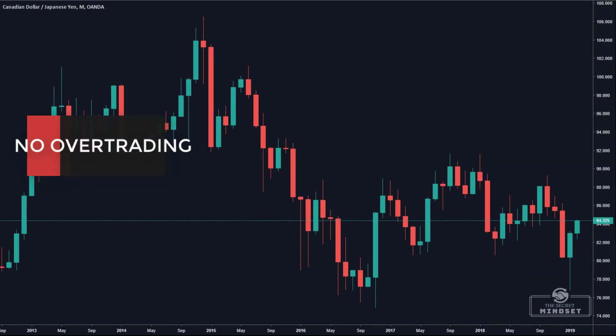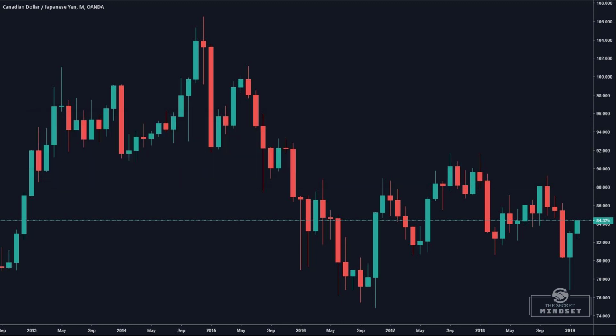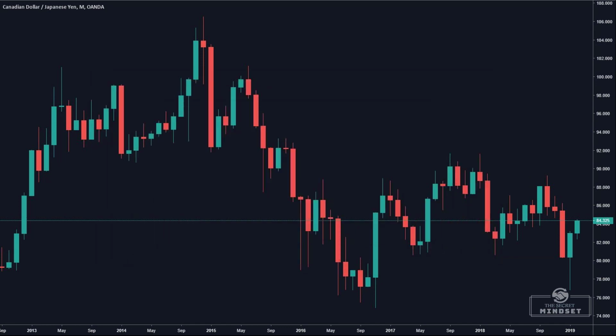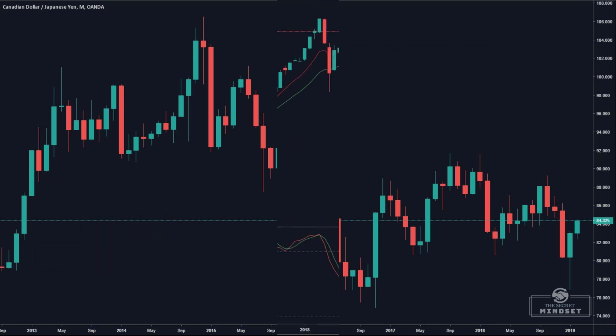Another advantage of position trading is the fact that you don't overtrade. Position trading keeps you away from the daily temptations of entering and exiting the market many times throughout the day. Position traders do not trade actively and execute fewer trades. Also, position traders don't have to deal with the daily stress arising from trading. That's because their positions have plenty of room to survive market volatility.